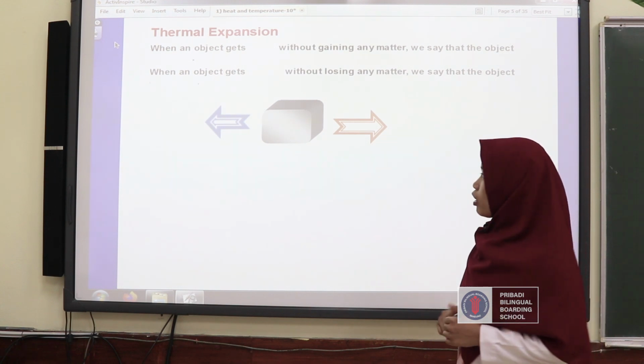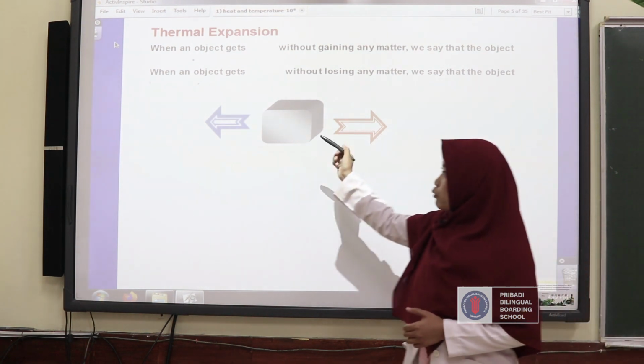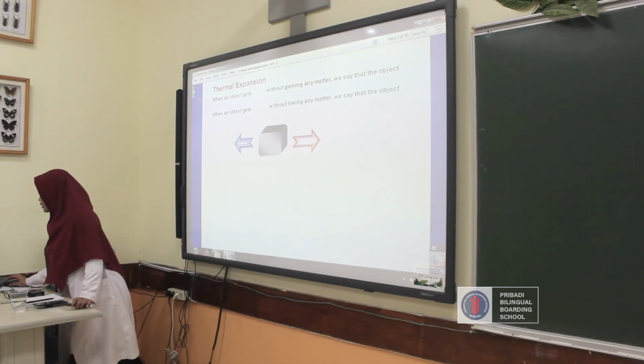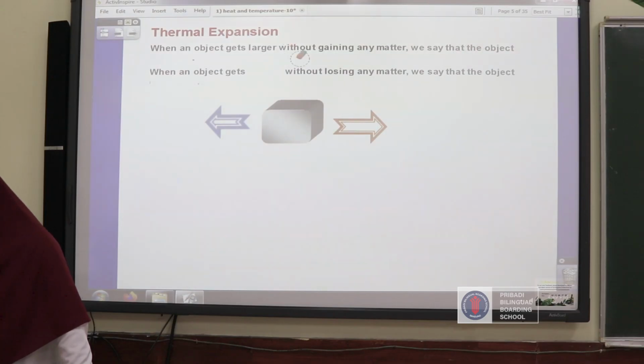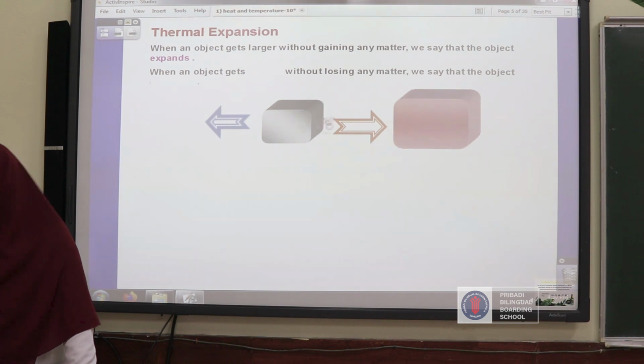There are two types of phenomena that happen if we give or take heat from an object. When an object gets heat, it means the movement of particles becomes faster, and it will expand like this. This is the normal size of the object, and this is what happens if we give heat to the object. Like metal, it will expand.